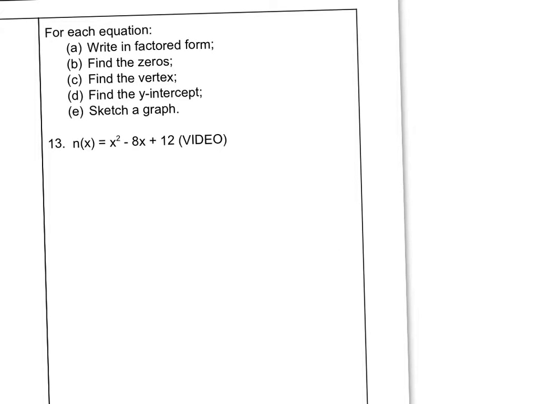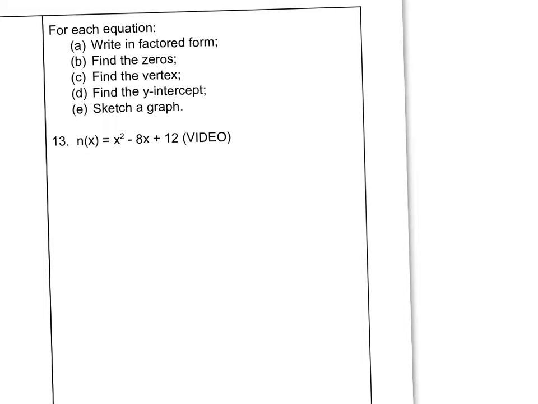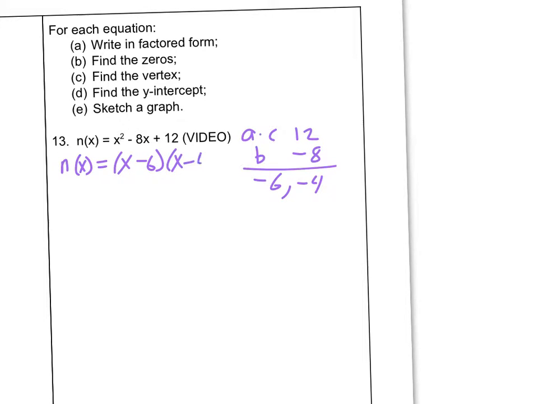For number 13, we've got to start by writing this in factored form. You do the same thing we just did, and do a times c, which is going to be 12. B is going to be negative 8. That's going to be negative 6 and negative 4. I can factor this by grouping, and the end result would end up being that n of x is equal to x minus 6 and x minus 4. Factored form done.